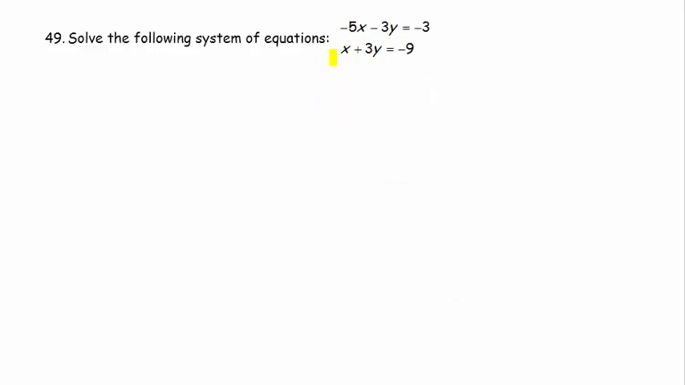Problem 49. We will use elimination because this equation does not have an isolated variable, and also it is the case that this equation does not have an isolated variable. We see here that the coefficients of y are exact opposites. So we can add these two equations together right away and temporarily eliminate y. Bring down that equal sign. Negative 5x plus 1x is negative 4x. Negative 3 plus negative 9 is negative 12. Divide both sides by negative 4. We get x equals 3.